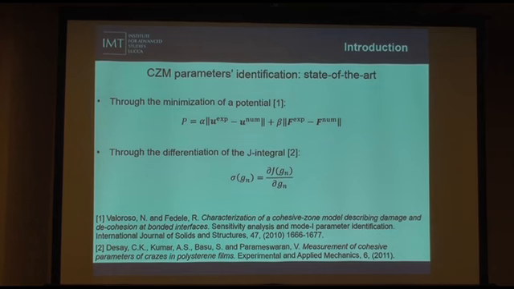So, in order to describe ductile fracture, it is very common to use a constitutive model. The constitutive model is a traction separation law, and the main problem of this law is that the parameters that describe the curve cannot be retrieved directly from experimentation. So they have to be retrieved in an indirect way. Some methods are the minimization of a potential function that measures the distance between the experimental result and the numerical simulation, or the differentiation of the J-integral.